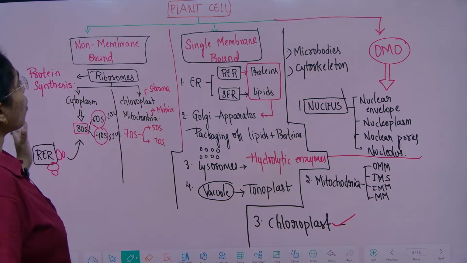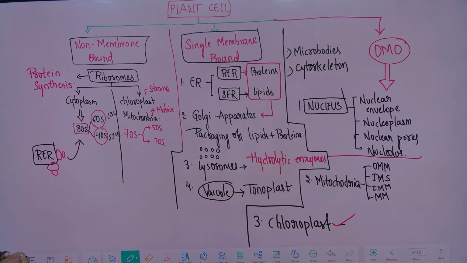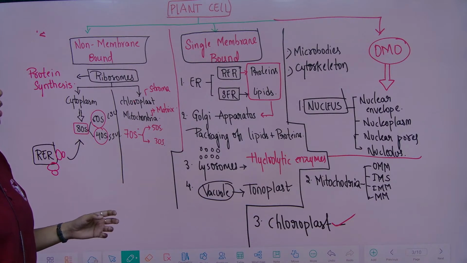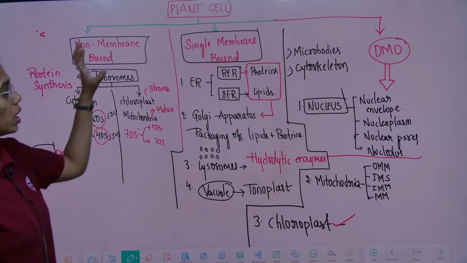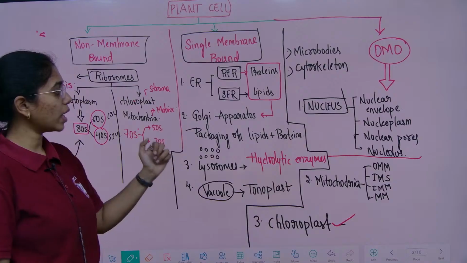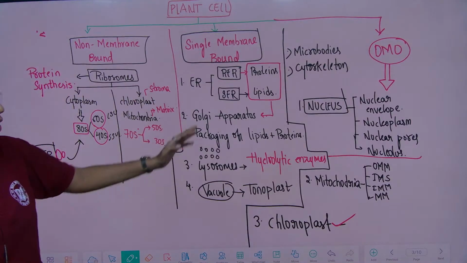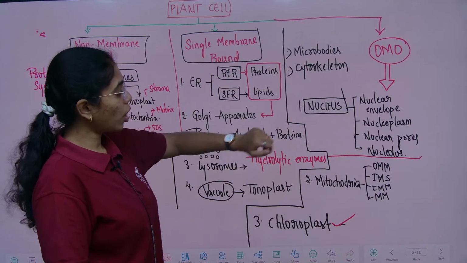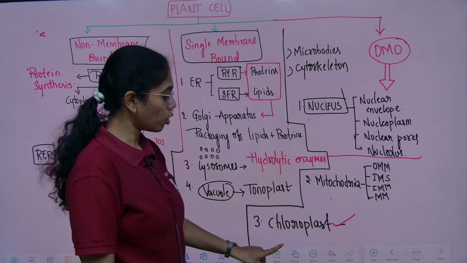So, what are the organelles present in a plant cell? Non-membrane bound organelles: ribosomes, which are present in the cytoplasm and over RER, are of the 80S type. Inside chloroplast and mitochondria we have 70S type ribosomes. These are non-membrane bound. Single membrane bound: endoplasmic reticulum, Golgi, lysosomes, vacuoles, microbodies and cytoskeleton. Double membrane bound organelles: nucleus, mitochondria and chloroplast.